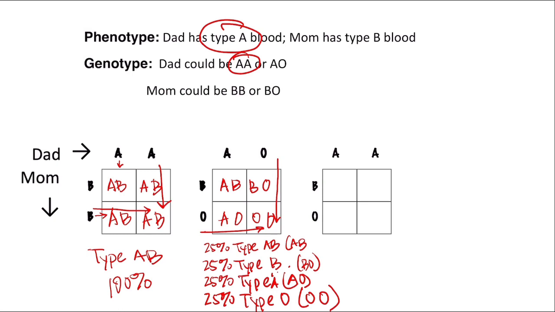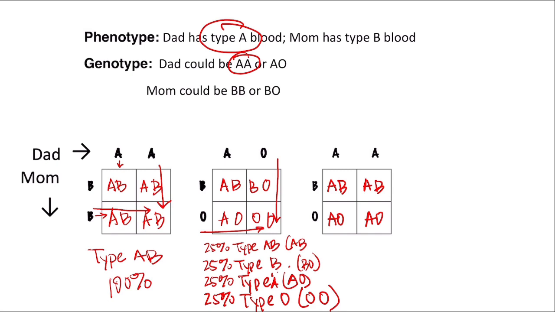The next combination is if dad is AA again, and now mom is BO. How this works: A and B here, A and B here, A and O here, and A and O here. Each combination is going to have an A, of course, because dad only has an A to give in this situation.